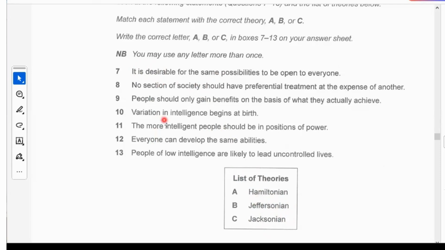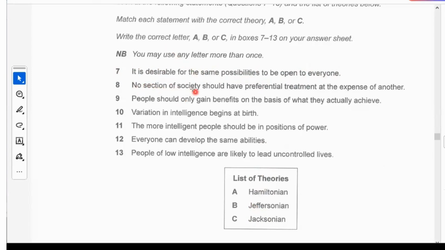Now, these statements also contain keywords. Number 7: It is desirable for the same possibility to be open to everyone. It is desirable, that's a keyword here. Same possibilities, that's another keyword. Open to everyone. In other words, everyone should be able to access the same possibilities. That's what number 7 is saying. So who came up with that theory? That's what we are supposed to go and check the passage for.